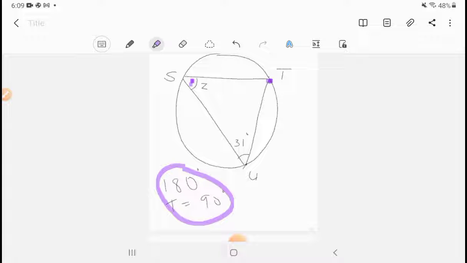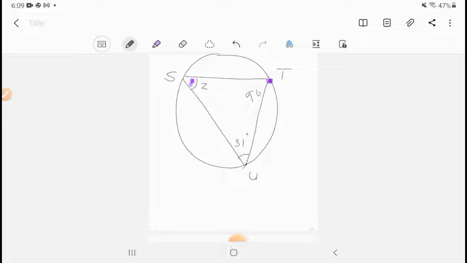We also know that U is equal to 31 degrees. So how can we combine that knowledge to find out the measurement of Z? It's very simple from here. So what you're going to do, knowing that the theorem states that the angle at the circumference in a semicircle is 90 degrees, that means that right here is 90 degrees, right?